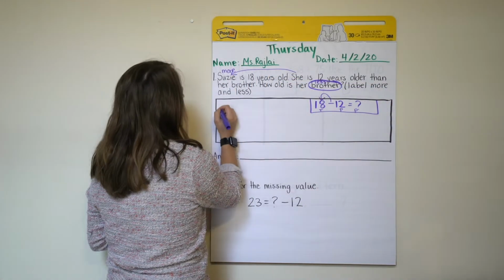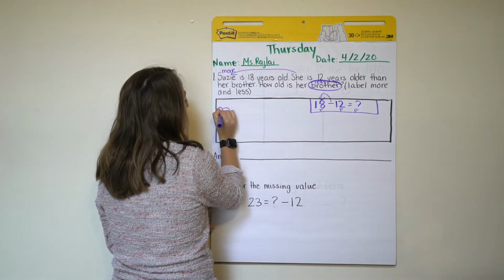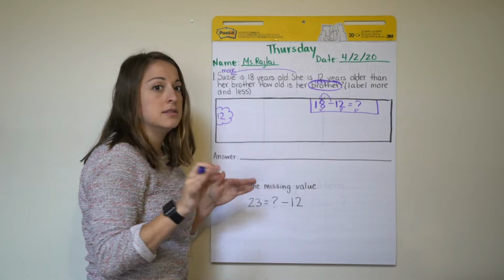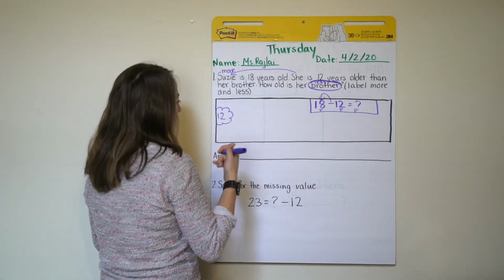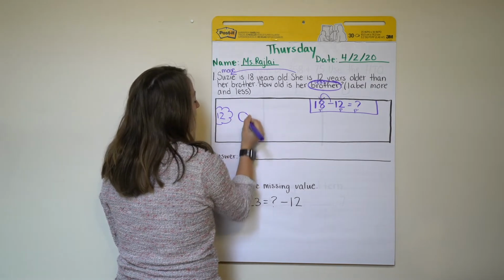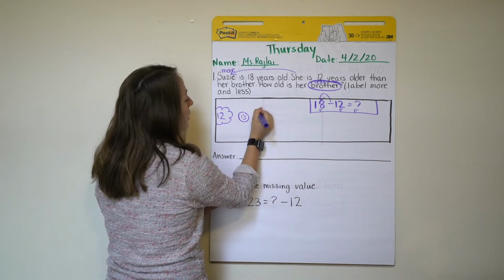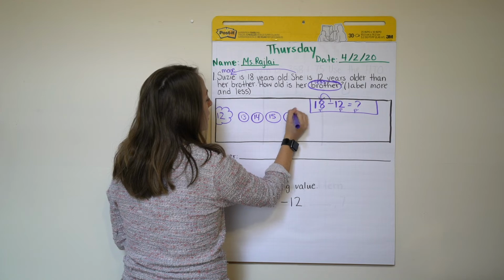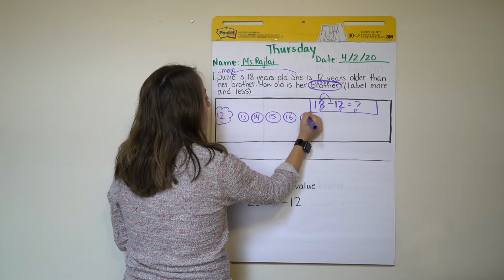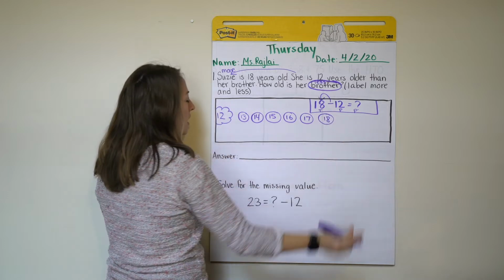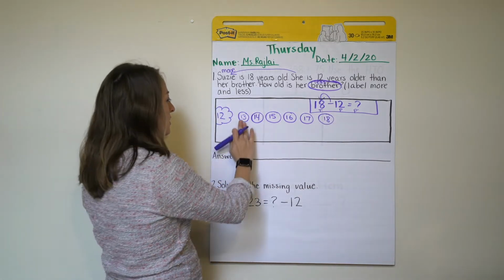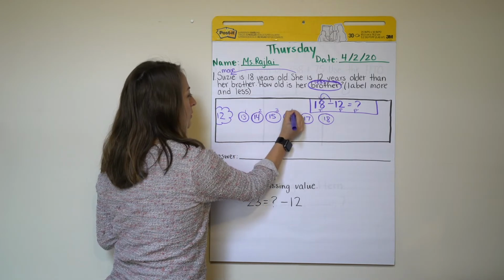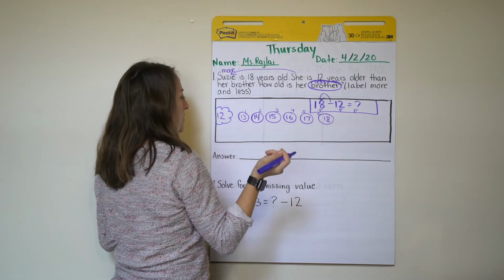Okay, so I'm going to put 12 in my brain. I'm starting with my part, and since I start with my part, I have to make sure that I stop at my total, which is 18. So I'm going to count up. 12, 13, 14, 15, 16, 17, and 18. Okay, so my missing part is the amount of circles that I made. So I'm going to count that. 1, 2, 3, 4, 5, 6 was my missing part.